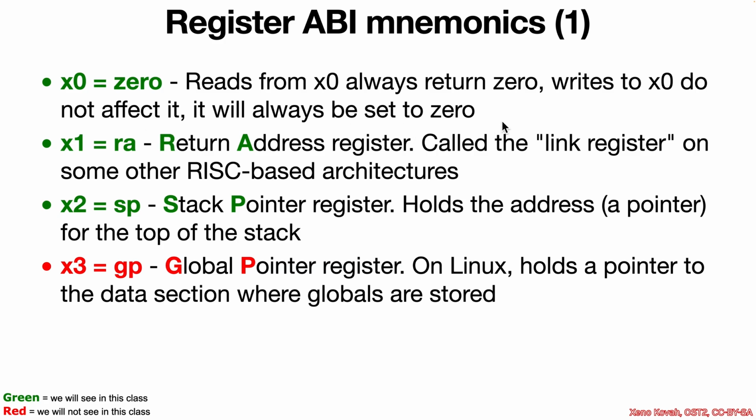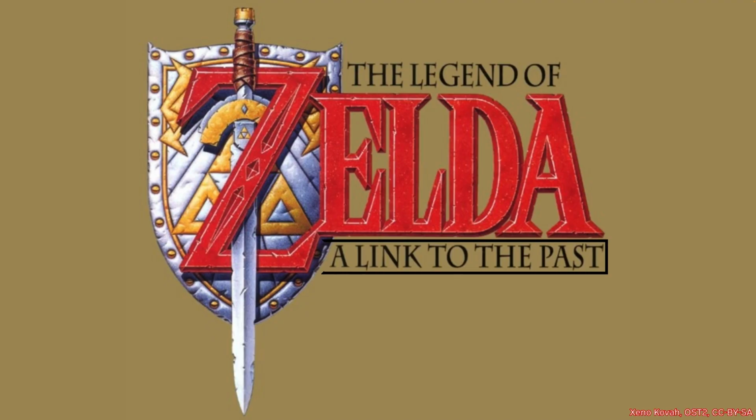And this is seen on some other architectures besides RISC-V. This is in MIPS or SPARC, for instance. The X1 register is also known as RA, which stands for return address register. This is also called the link register on some other RISC-based architectures like ARM, for instance. So that RA is your link to the past. It's frequently used when you call a function, and then that RA, the return address, is the link to the past wherever you called from. How do you get back to where you came from?